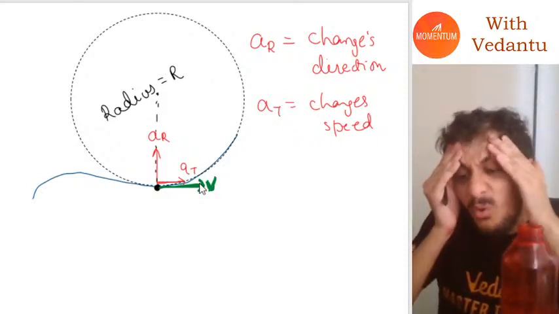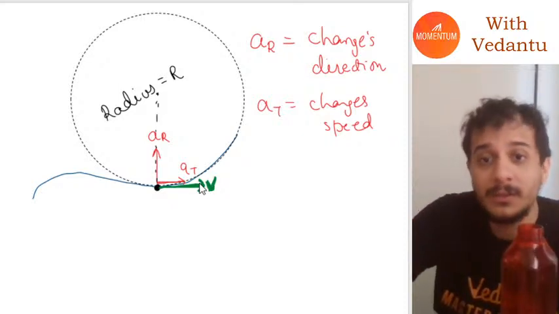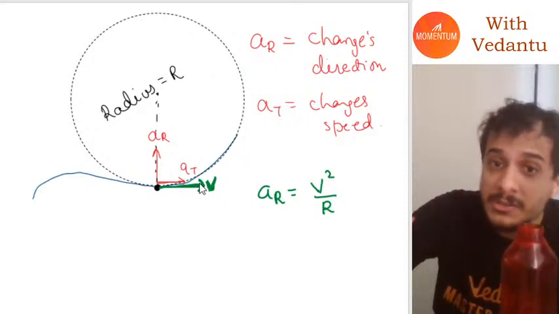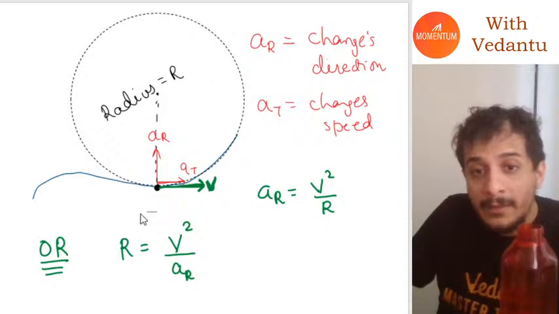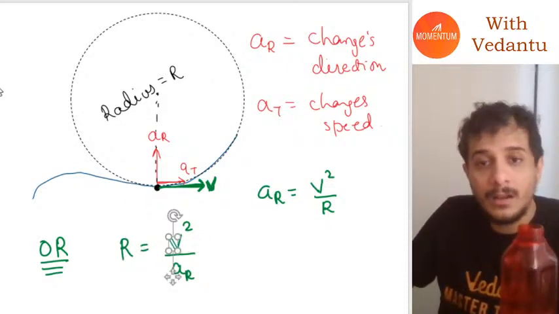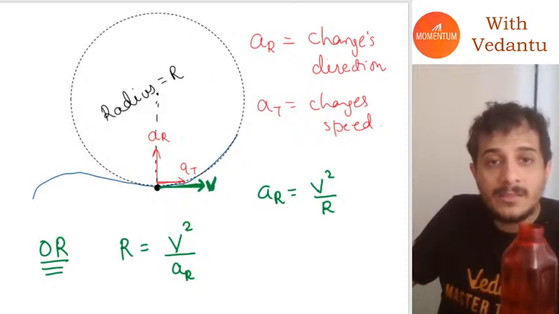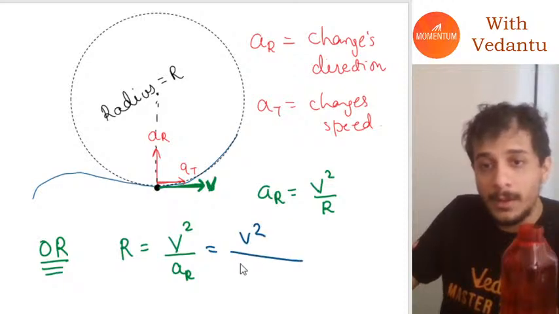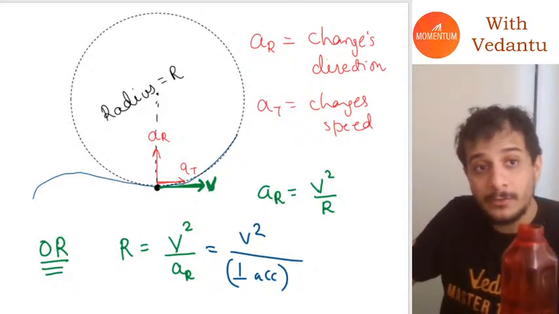Okay, now how do I calculate this radius of curvature, guys? I will have to use the formula. The radial acceleration is equal to v by r, which gives me r is equal to v square by radial acceleration, or you can just call it r is equal to v square by the perpendicular component of acceleration. This is how we calculate the radius of curvature of a path.